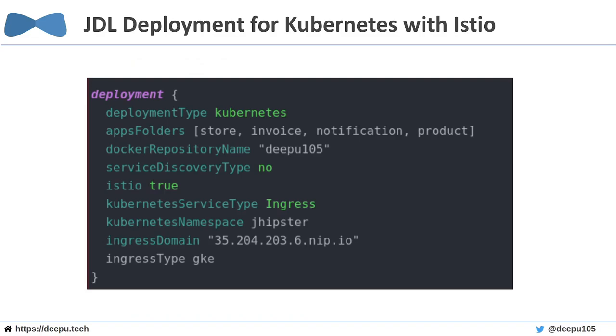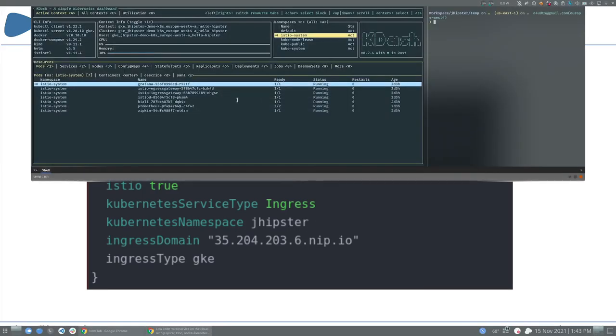Finally, we can also define deployments in the JDL. Isn't that neat, defining an entire microservice stack in one file? Of course, you can split it into multiple files as well if you like. So let's go ahead and download our JDL. I'm going to create a new folder.